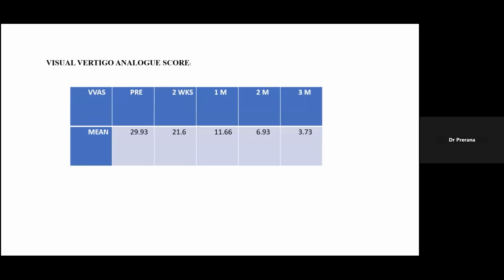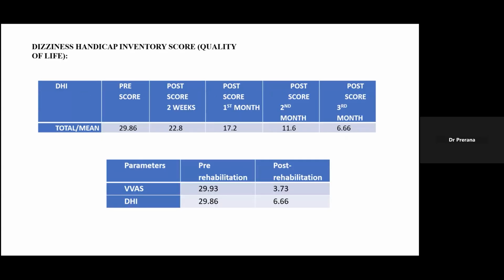So this is the chart showing the visual vertigo analog score. The mean score was taken before starting rehabilitation exercises. After starting rehabilitation exercises, we took the visual vertigo analog score at a period of 2 weeks, 1 month, 2 months, and 3 months. So here in this table, we can see that the mean visual vertigo analog score before starting rehabilitation exercises was about 29.9, which subsequently reduced to about 3.73 by the end of 3 months of doing vestibular exercises.